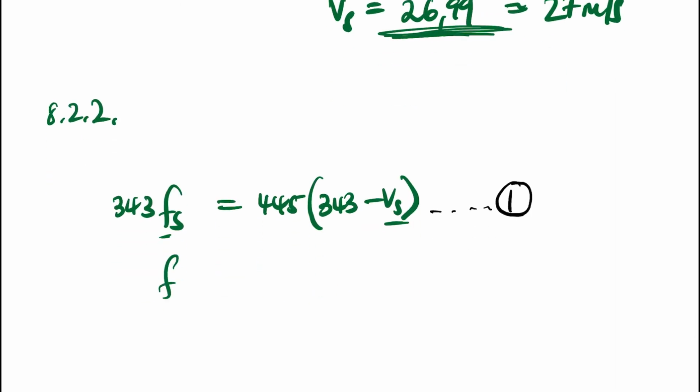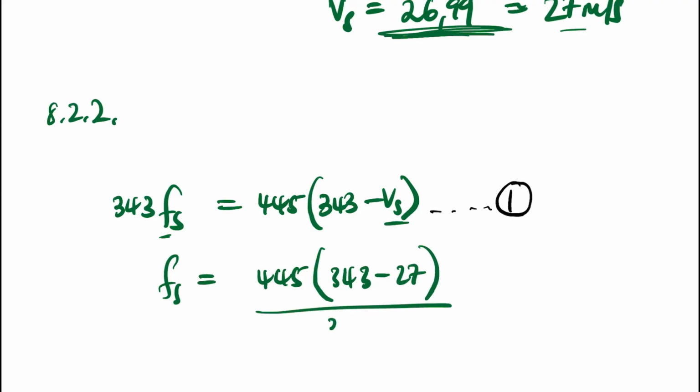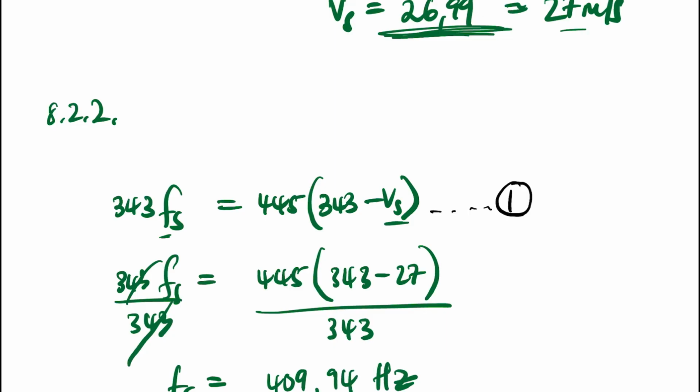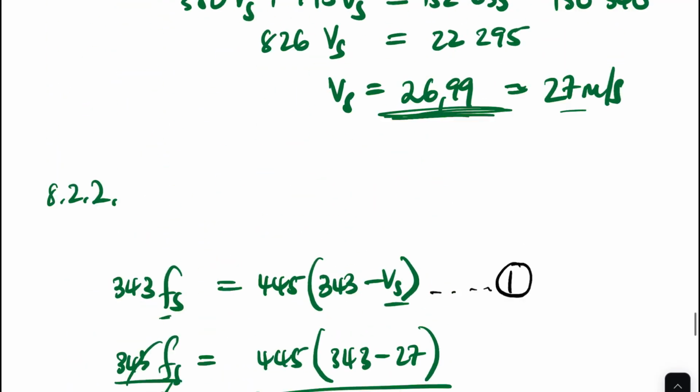So the first thing that we're going to do, we'll say Fs is equal to 445 times 343 minus, and then we substitute there the 27, and then we divide by 343. There was 343 right here, and then we divide by 343. So you have Fs there. It will be 409.94 hertz. Sorry guys, I hope this makes sense.